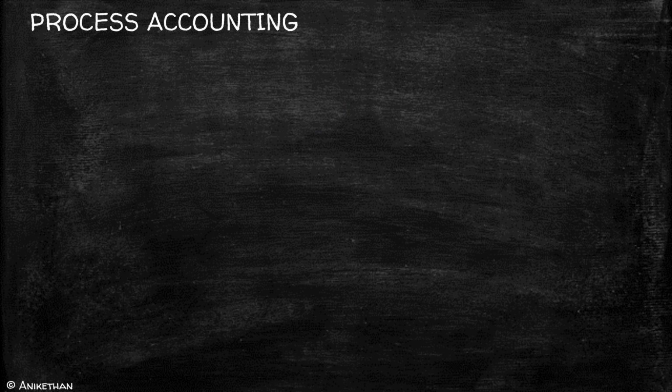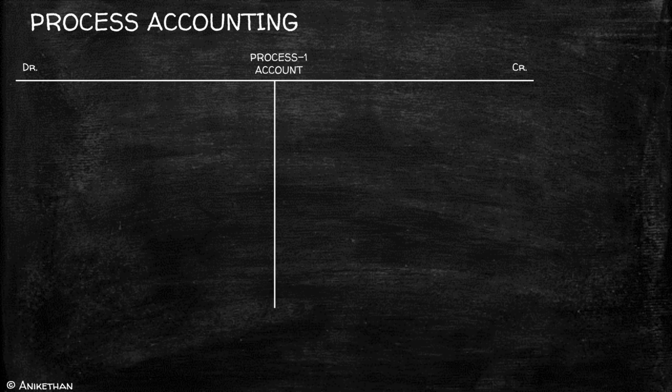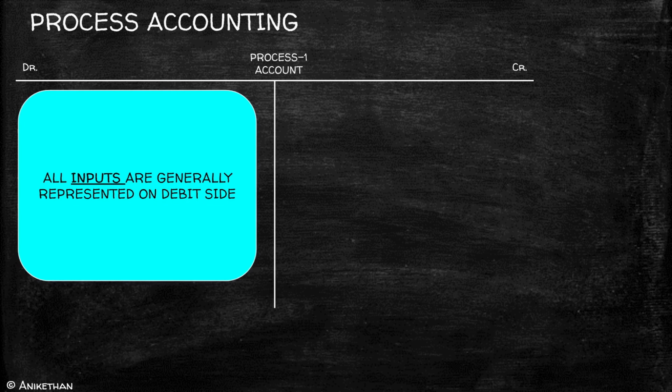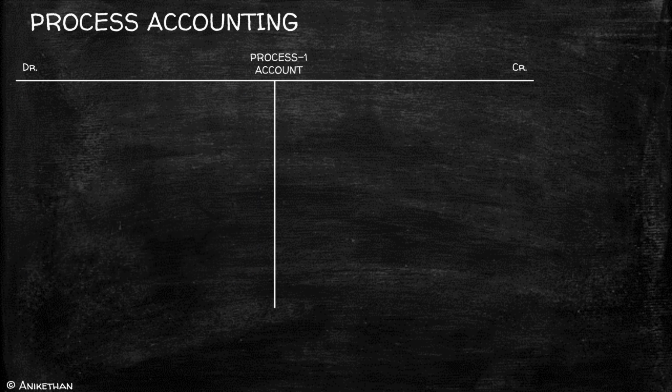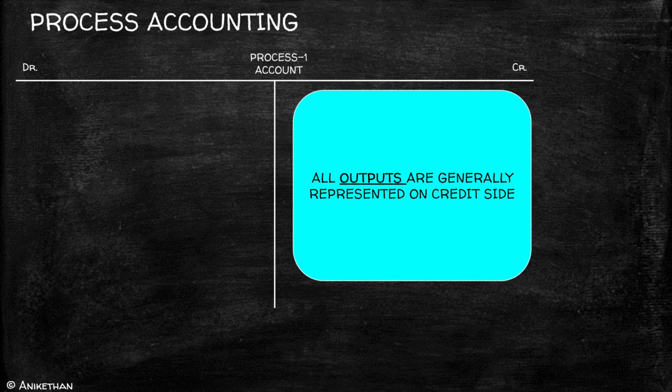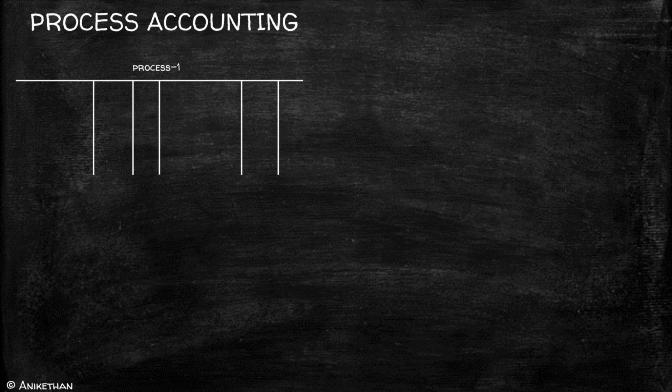So how do we do process accounting? Let's understand. Basically, it's a T account, very easy to remember. All the inputs are recorded on the debit side and all the outputs are recorded on the credit side. There is a small difference. Let's understand with this pro forma. In addition to your regular T account, you will have two additional columns on the debit and credit side. These are to record units also.